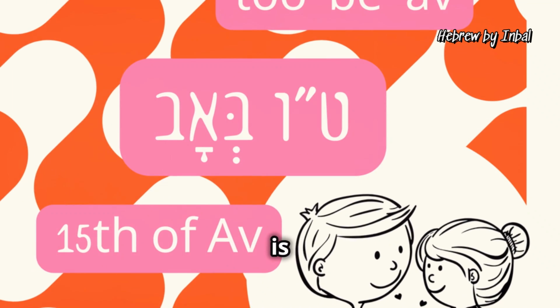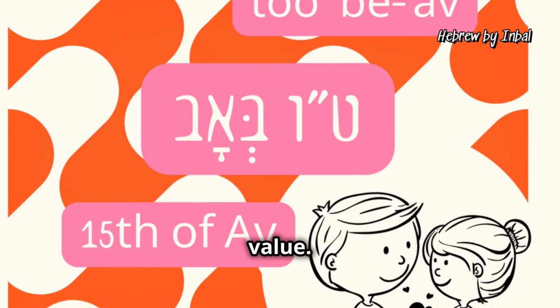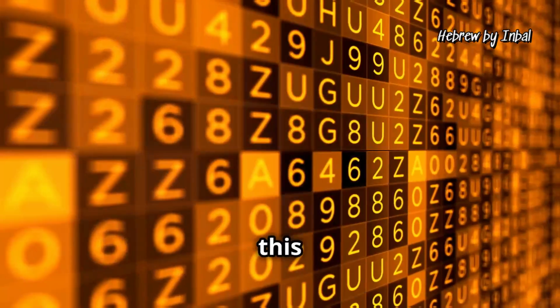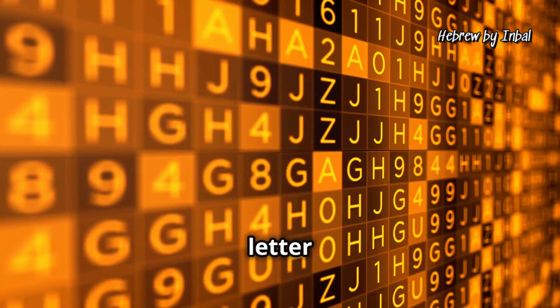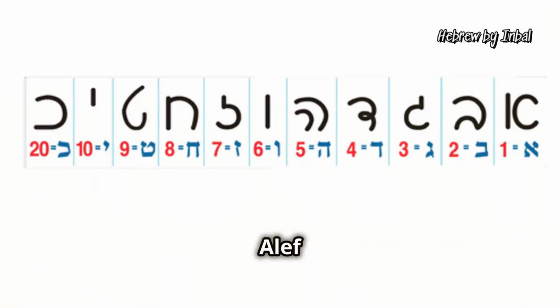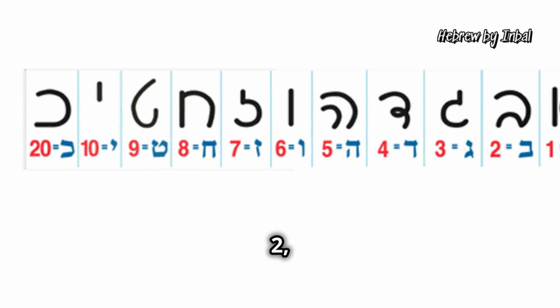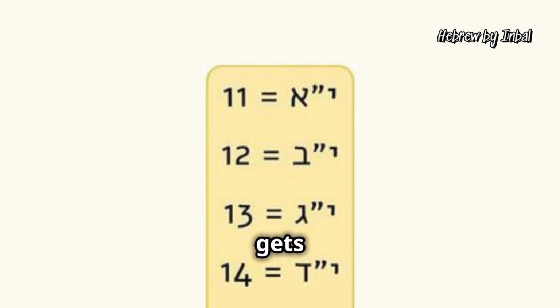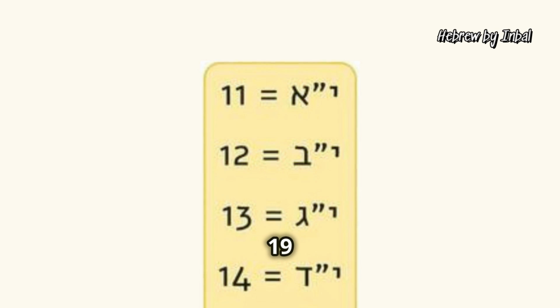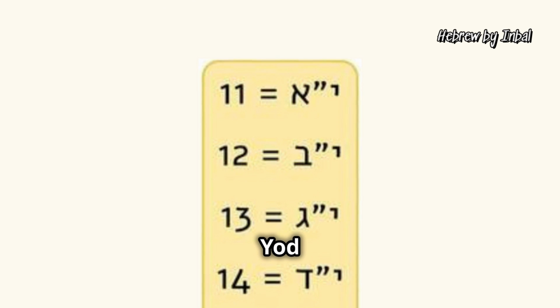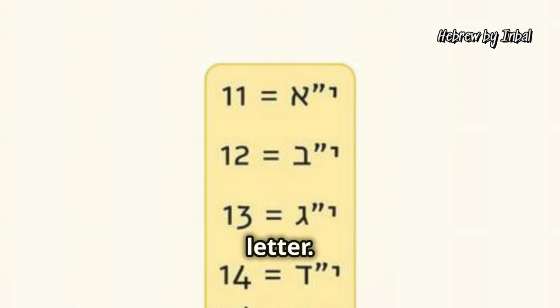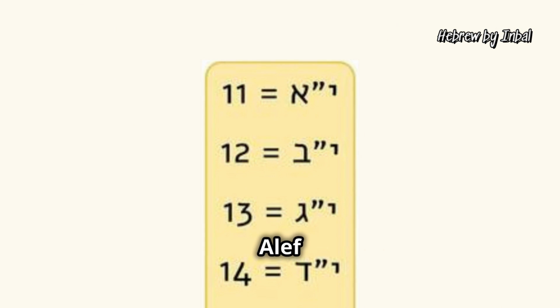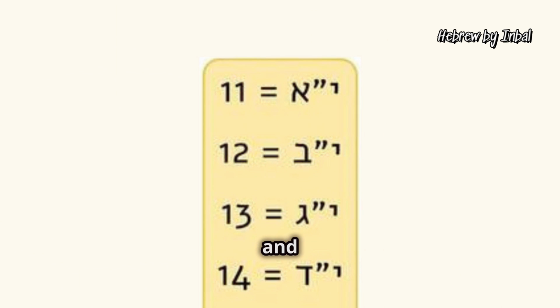Tu B'Av is named after its Gematria value. What is Gematria, you ask? It's this super cool system where every Hebrew letter has a numerical value. Aleph is 1, Bet is 2, Gimel is 3, Dalet is 4. You get the idea. But here's where it gets really interesting. Numbers 11 to 19 use a combination of Yod, which is 10, and another letter. For example, Yod Aleph is 11, Yod Bet is 12, and so on.